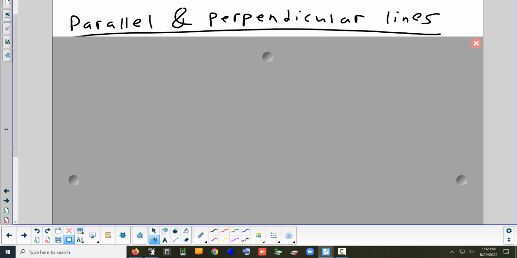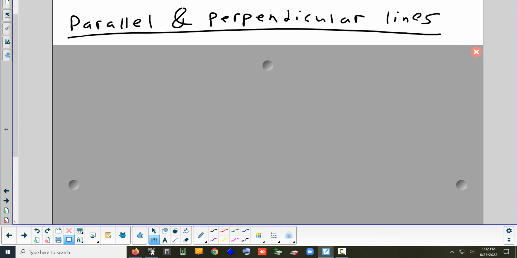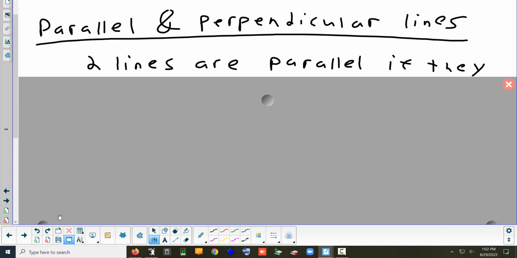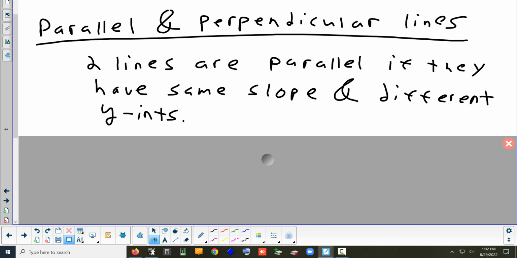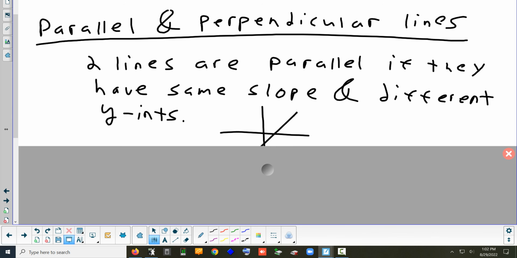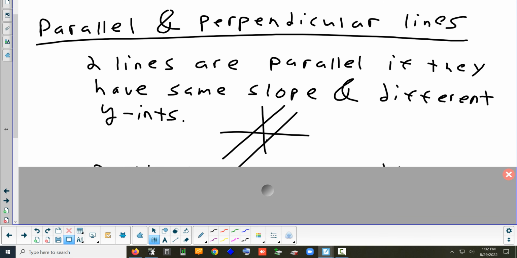And a lot of times we'll use point-slope to find the equation of a parallel or perpendicular line. Does anyone remember what has to happen for two lines to be parallel? They have to have the same slope. Same slope and different y-intercepts, because same slope, same intercept, same line. They're not parallel. But same slope, different y-intercepts, like this. Those are parallel lines, and they have different y-intercepts.